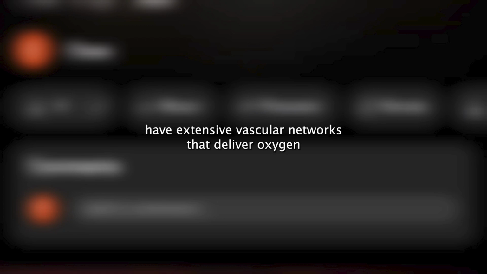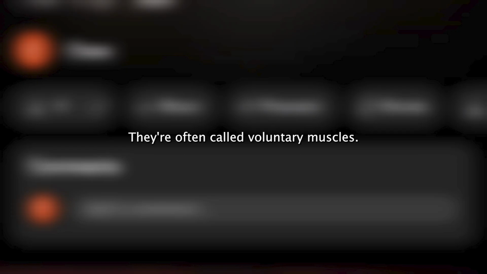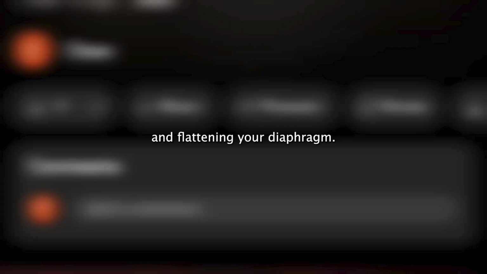Skeletal muscles have extensive vascular networks that deliver oxygen and nutrients and remove metabolic waste. They only contract when they're stimulated by the central nervous system. They're often called voluntary muscles. Although the diaphragm is a skeletal muscle, it works usually subconsciously. So you don't normally think about breathing and flattening your diaphragm.